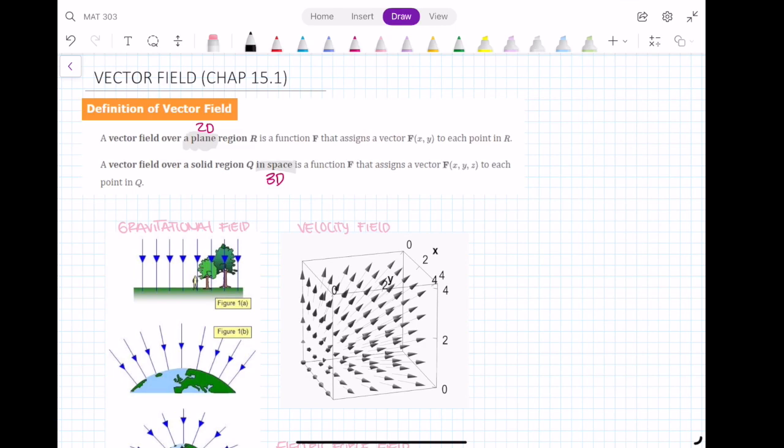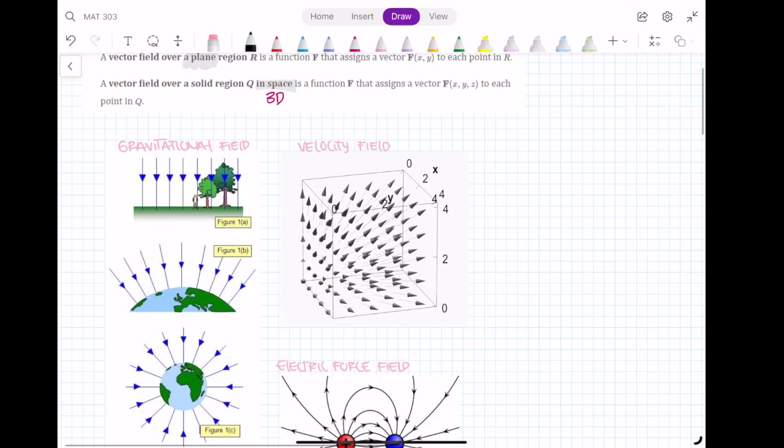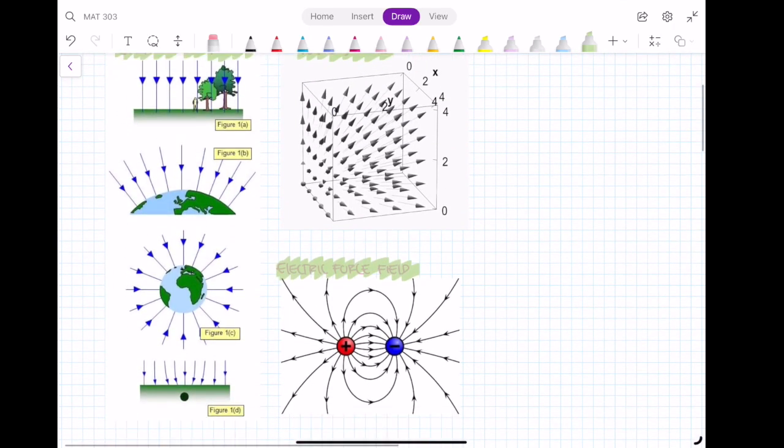We describe the magnitude and the direction to define how the field in the plane or in a space will behave. Here we have some examples: the gravitational field, the velocity field, and the electric field. Those are some examples of a vector field.